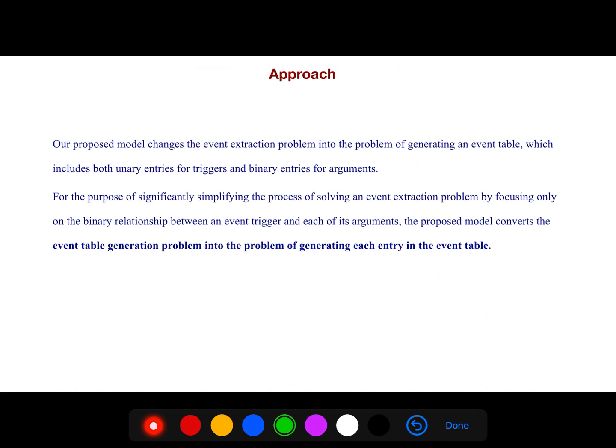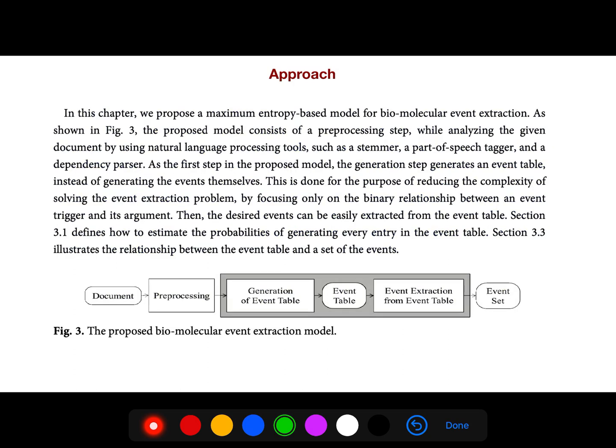So our proposed model changes the event extraction problem into a problem of generating an event table, which includes both unary entries for triggers and binary entries for arguments, for the purpose of significantly simplifying the process of solving an event extraction problem by focusing only on the binary relationship between an event trigger and each of its arguments. The proposed model converts the event table generation problem into the problem of generating each entry in the event table.